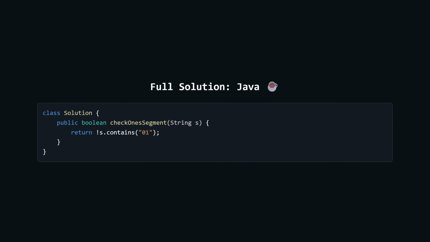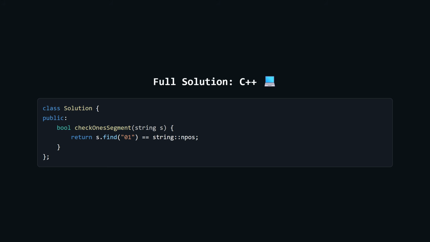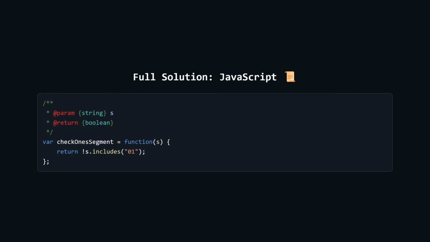Here is the full solution in Java. It works on the exact same principle, just using the built-in contains method for strings and negating the result. Next up, here is the C++ version. We use the find function and check if the result is equal to string npos, which means the pattern wasn't found anywhere in the string. And finally, here is the solution in JavaScript. Very similar to Java, we just use the includes method and flip the Boolean result.